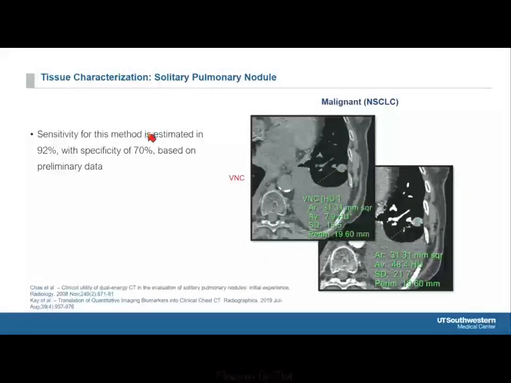And this case here was a patient with a new pleural effusion and a new nodule in the left lower lobe. Here we can see a difference of about 40 Hounsfield units between virtual non-contrast and standard contrast enhanced images, and that was a lung adenocarcinoma. So sensitivity for using this approach is estimated in 92% with specificity of 70%.